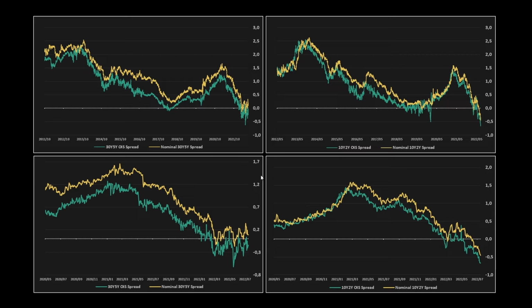Looking at these charts of the 5s30s and 2s10s, we have both the nominal in yellow and the OIS spread in green. Now, I'll let you be the judge of whether the one is more useful than the other just by looking at these two charts. So the idea of using the one over the other is that the OIS is somehow better because you don't have the term premium. It's a truer measure of where the market's thinking rates will go. But is it really that much better? I don't really think so.